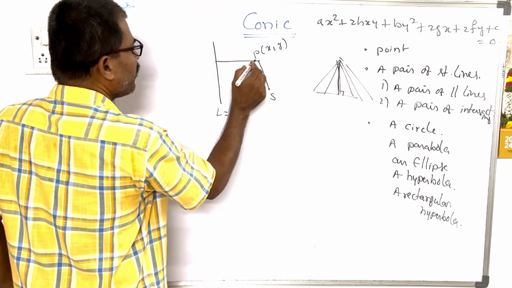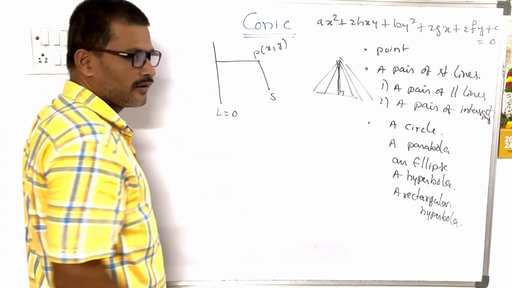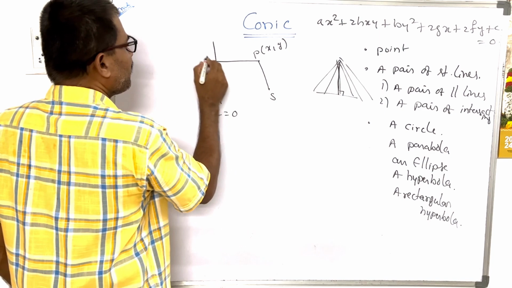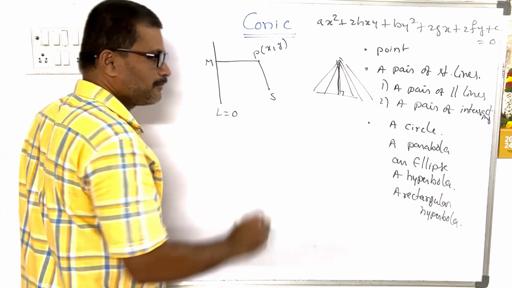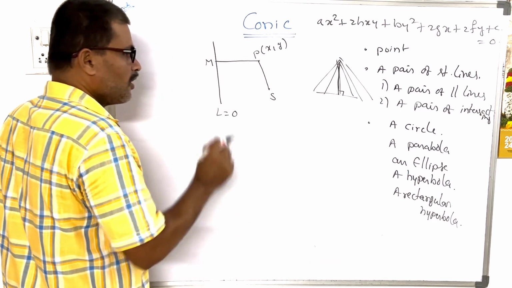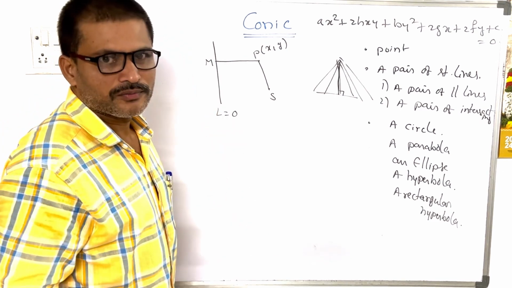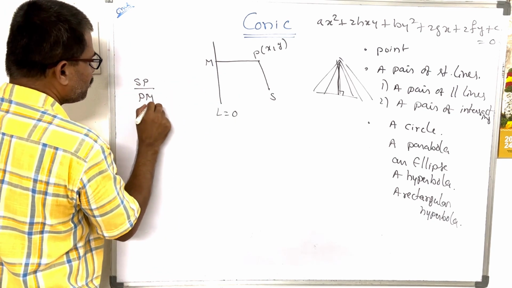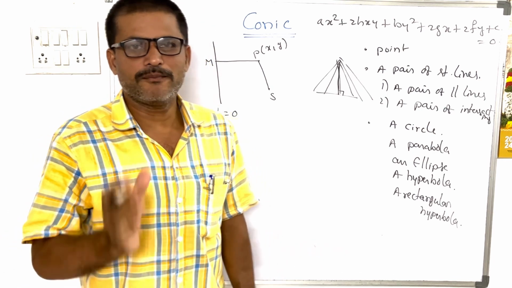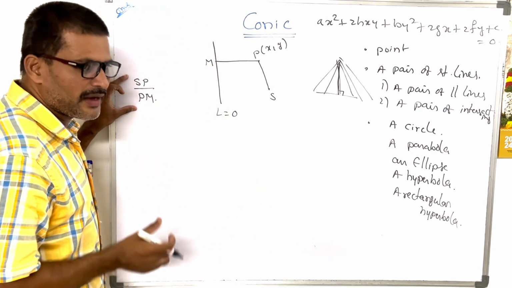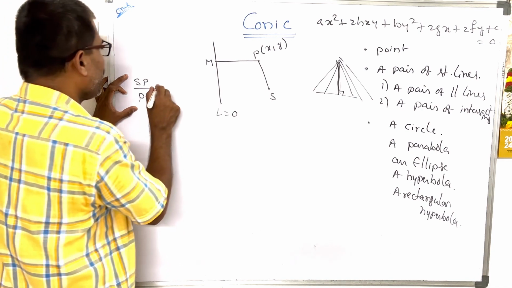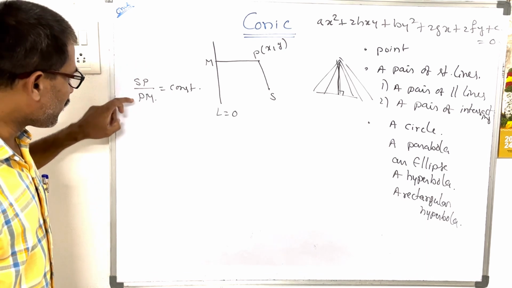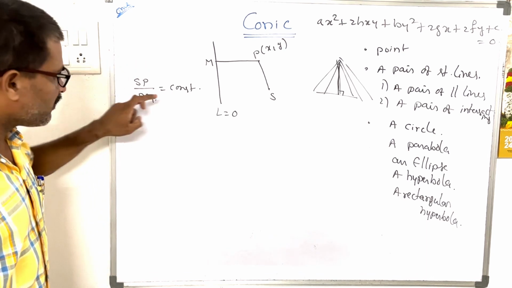Now here we take one line perpendicular to the given fixed straight line. This is the shortest distance. Now this line intersects the line L = 0 at some M. Here we have to take one ratio. Which ratio? SP by PM. This ratio will be constant. So this SP by PM is the constant ratio.